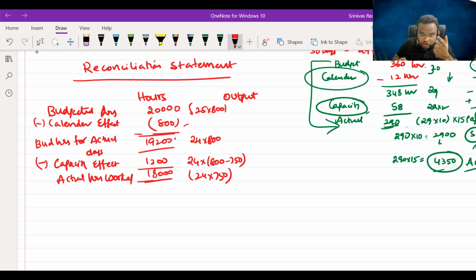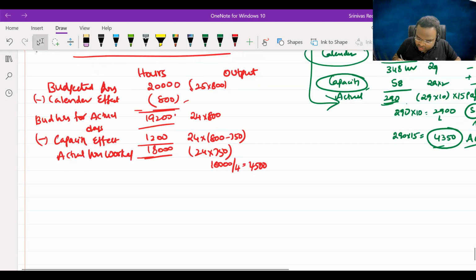Now the volume also got affected because of efficiency. In 18,000 hours, how much should I actually produce? That is standard output, right? Sir, each unit should be completed in 4 hours. 18,000 divided by 4, sir, you should complete 4,500. This is called standard output. What is actual output? You have finished only 4,300. 200 units lost because of efficiency.